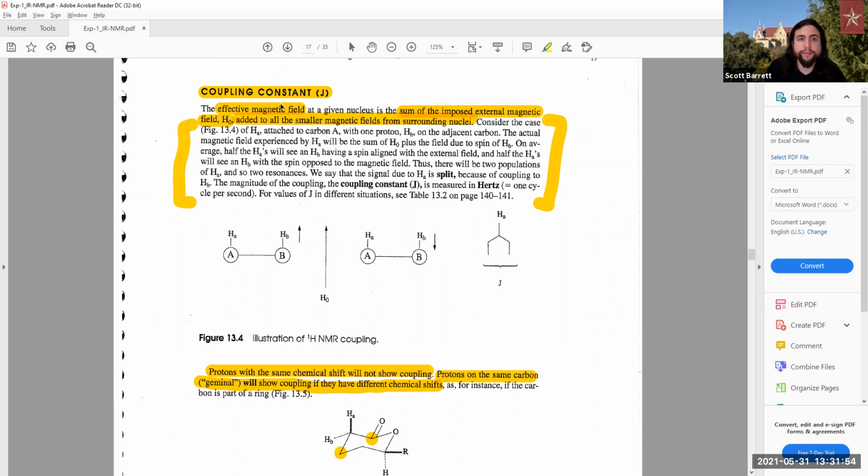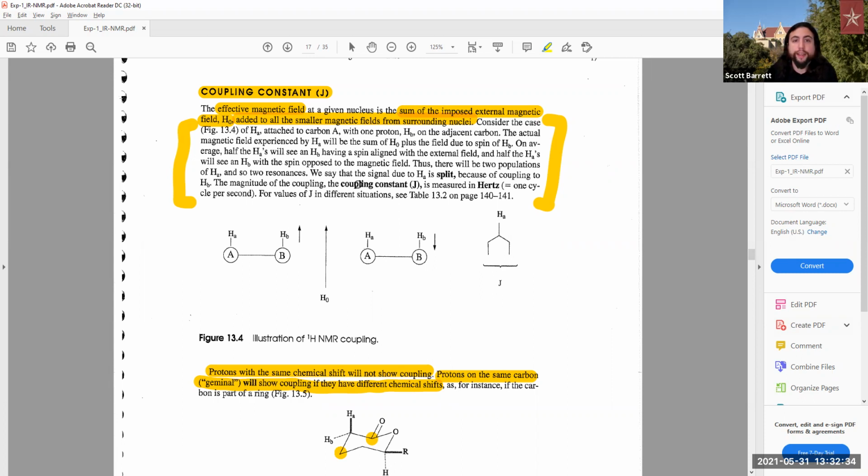In this case, the effective magnetic field of the given nucleus is the sum of the imposed external magnetic field. So think about magnets, how they add and subtract from each other with forces. Here, hydrogen A and hydrogen B, if both of them are moving that way, add together to create a positive coupling constant, a larger sum. However, if we have a positive A and negative B, then those two add together, plus minus, and they create a coupling constant. The final takeaway is that we say the signal due to HA is split because of coupling to HB.